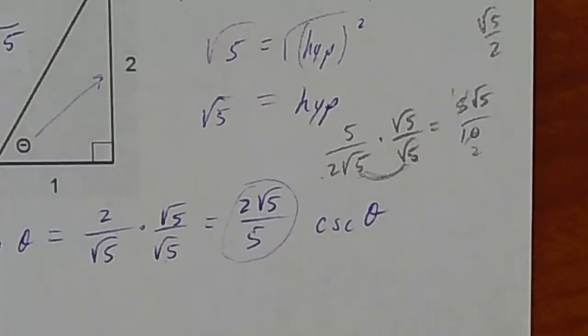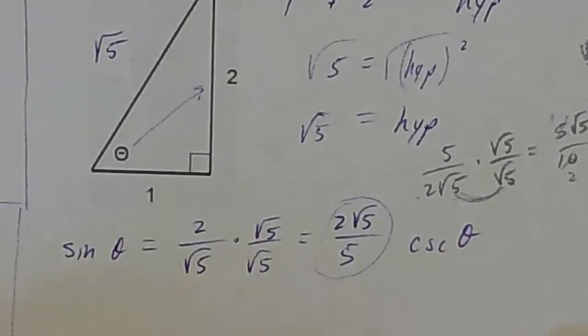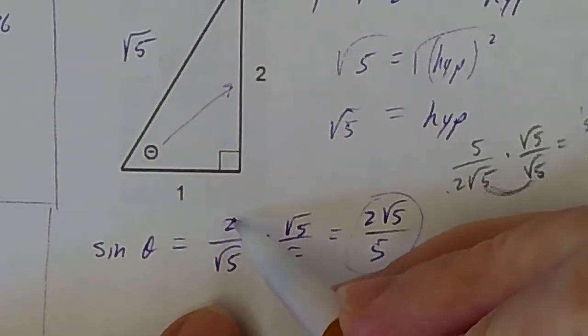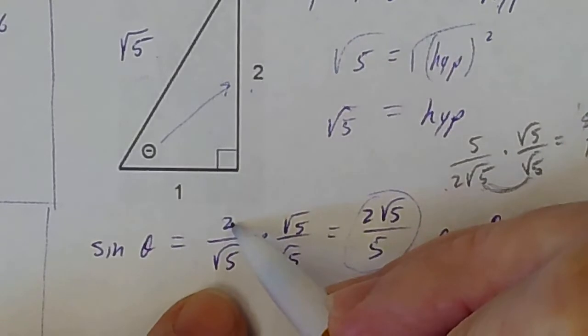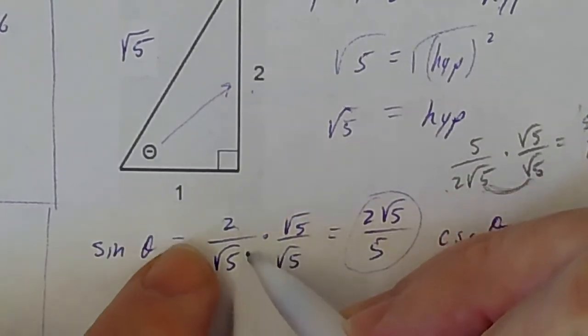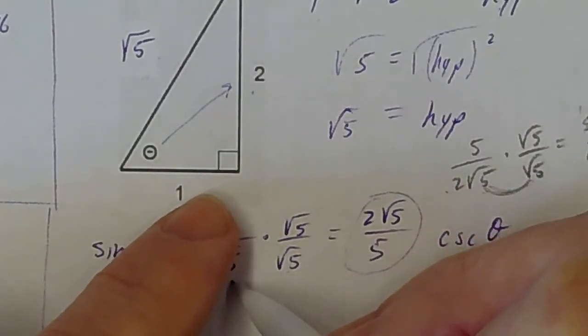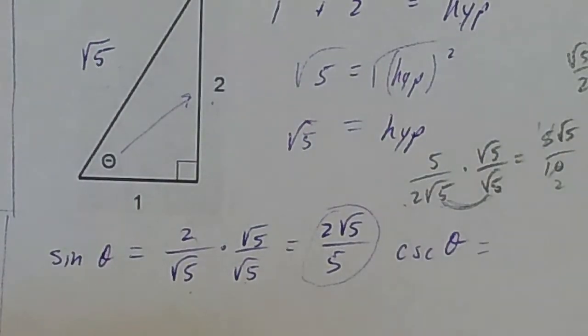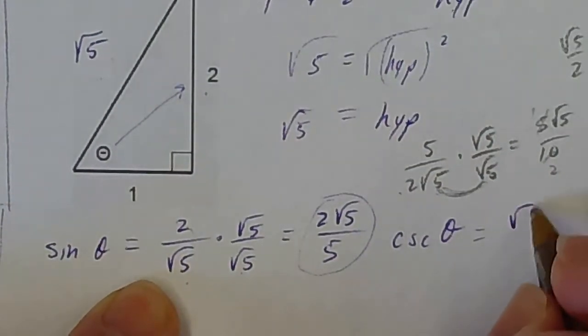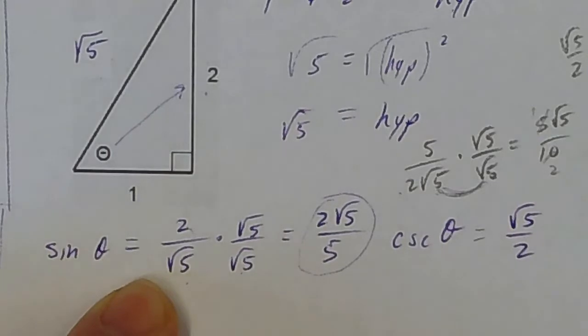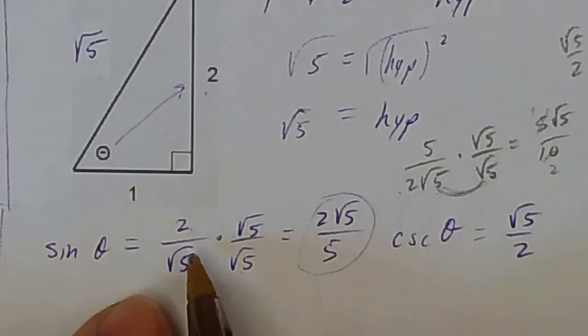Okay, here's the wise way to do this. Right away, when we got sine is opposite over hypotenuse, why don't I flip that over now to hypotenuse over opposite? And right away, I get square root of 5 over 2. So it's just a little time-saving trick if you get used to that.